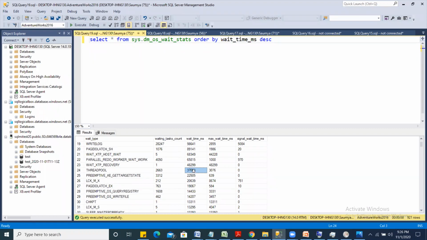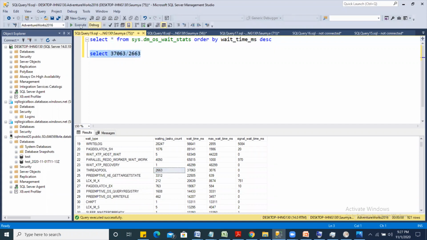Now, how can you analyze the wait you have found, the statistics you have? On the basis of the statistics, how can you say whether thread pool wait is a problematic area or not? So the idea is very simple. Waiting task count is this, total wait time is this, right? You have to divide the total wait time by the total number of waiting task count against each of the waits that you are analyzing.